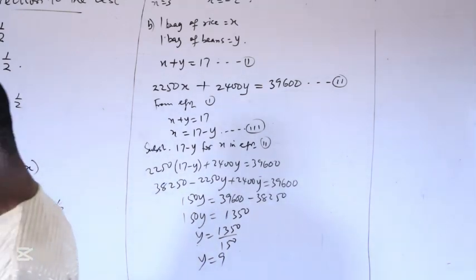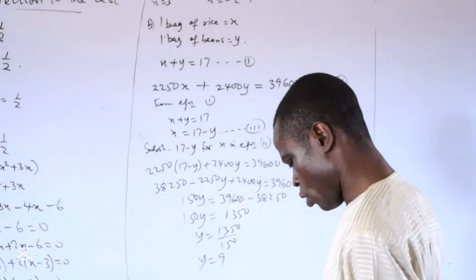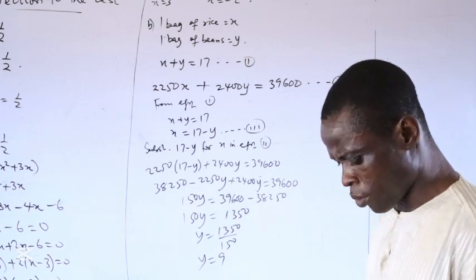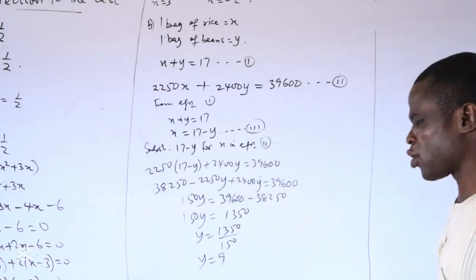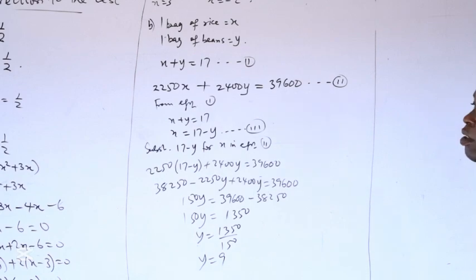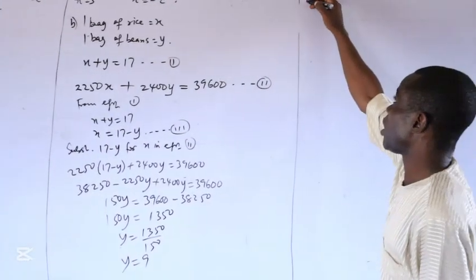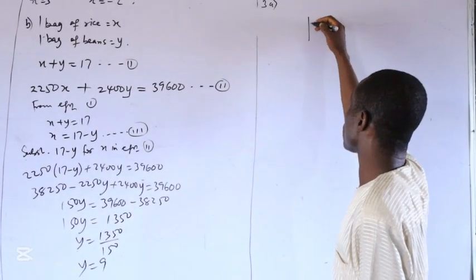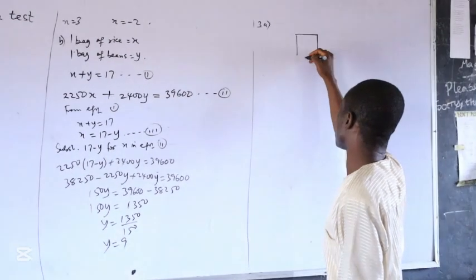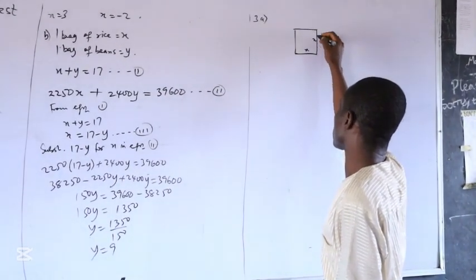Now, the next question is one problem too, but it's some resolution regarding the area of a square. So when you have a question like this, you start by sketching the diagram. This is a square. Here the sides are x, x, x, x.